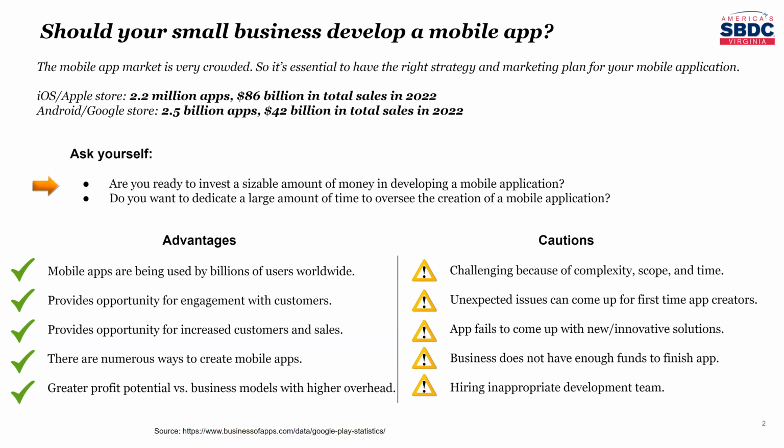As we all know, there's two main platforms for launching apps nowadays. There's the iOS store, that's Apple, and there's the Android store, that's Google. The iOS store has right now 2.2 million apps in it. And in the last year, it generated $86 billion of total sales for the owners of those apps. Now, in contrast, the Android Google store has 2.5 billion apps, or over 1,000 times as many apps. Yet, they generated less revenue, only $42 billion last year.